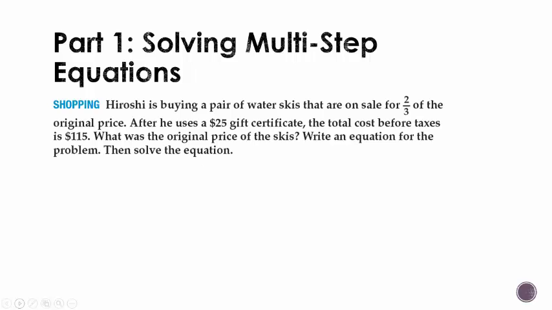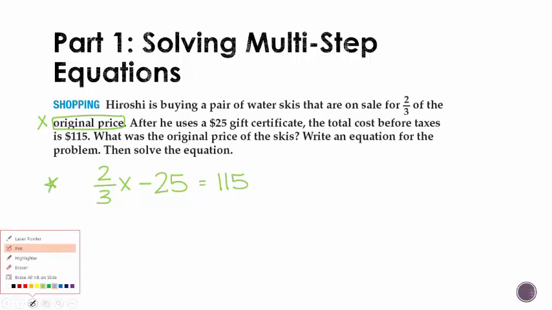So 2/3 of the original price means that we're going to take whatever the original is, so let's make it x, and multiply it by 2/3. And then he used a $25 gift certificate. So that means that he took off $25 more, and then he ended up paying $115. So here's our equation, and now we can solve it.